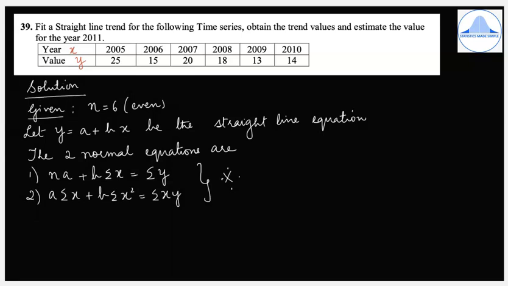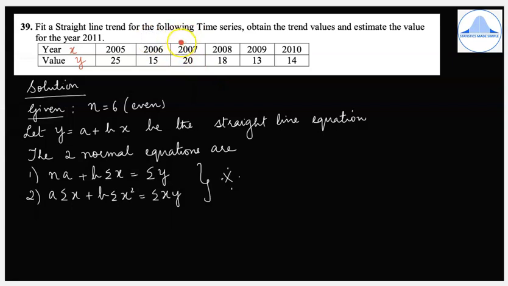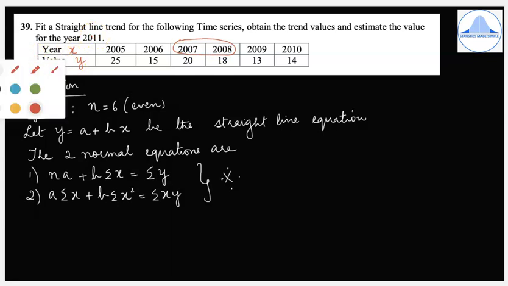smaller. Now whenever n is an even number, we won't get the middlemost year, but we will get two middle years. If you observe, the two middle years in this particular problem are 2007 and 2008. Okay, so now I will show you how to calculate the new x values.